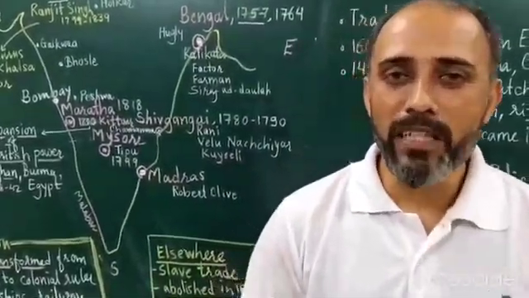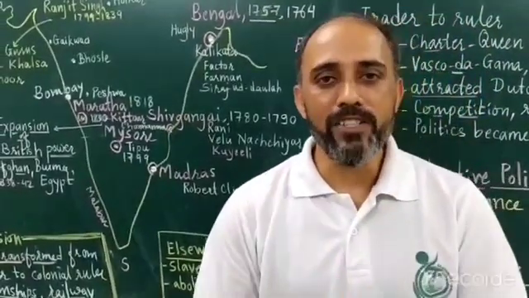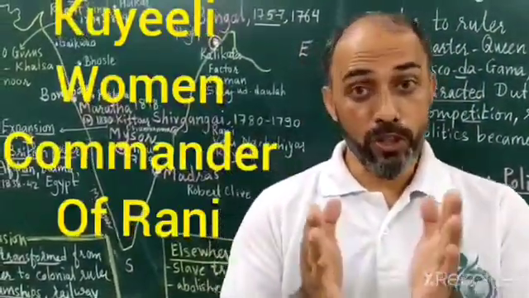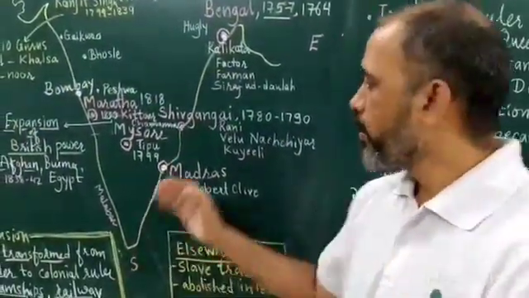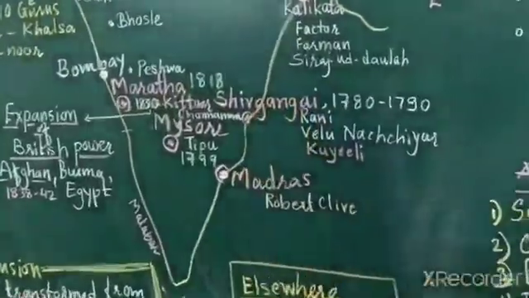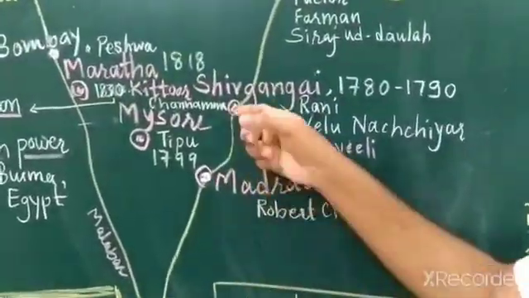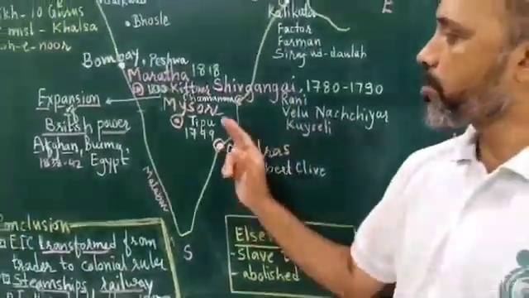And let me tell you one thing, there was a woman army, and the commander-in-chief of this woman army was Kuyili, who was a Dalit girl. So that is how they gave big opposition in the Tamil region at Shivagangai. From there, the British concentrated on the Mysore region.